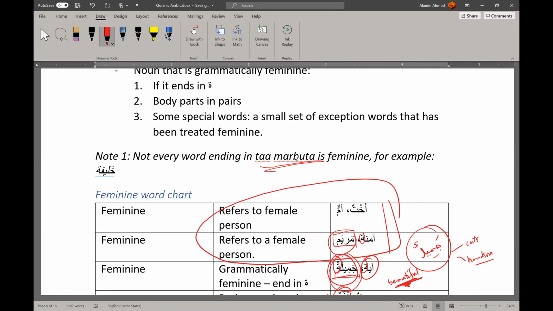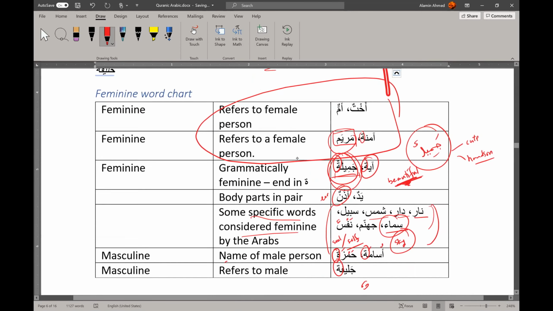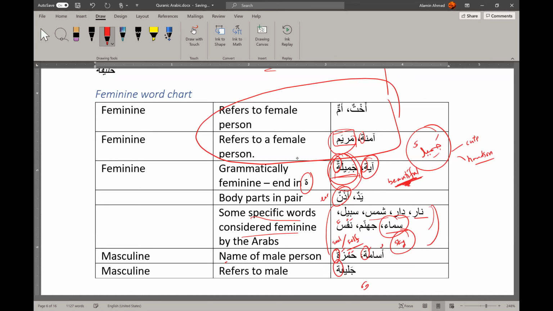In order for something to be feminine, we have to use some proofs, and one of them is that it ends in ta marbuta. The other is body parts, which everybody has to learn. Body parts must be in a pair. Like the nose is only one, so it's not considered feminine. But ears, udun, yad, hands, ain, eyes, these are considered feminine.